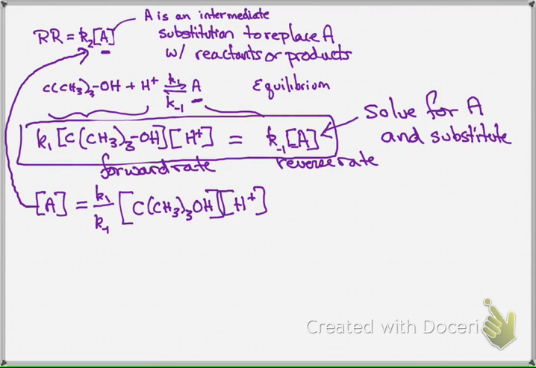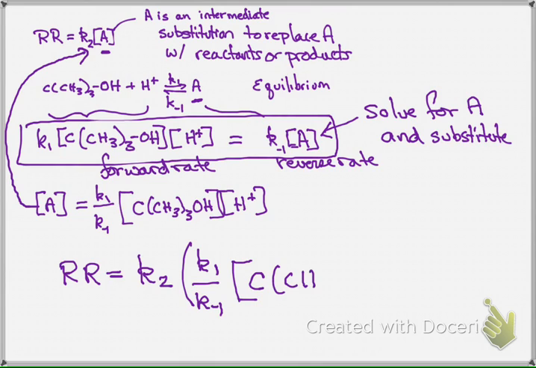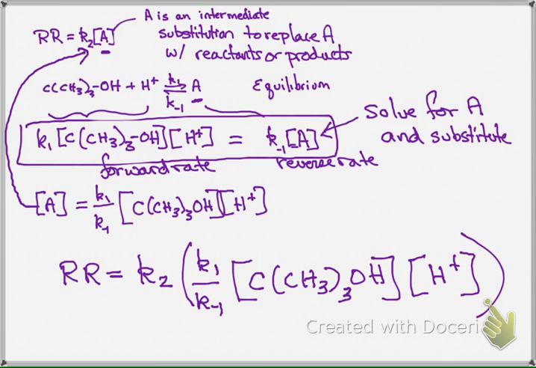And now we're going to plug it in. Okay. So I'm going to have reaction rate equals K2, that's from the top equation, from up here, okay, times what I have for A now, which is K1 over K minus 1 times the concentration of CH3OH times the concentration of H plus, like that.